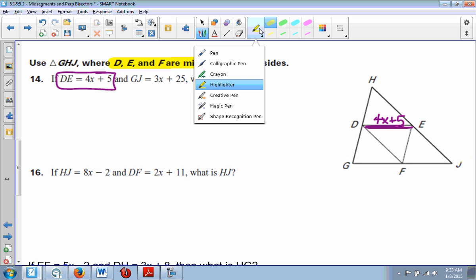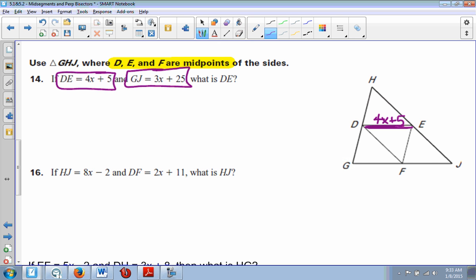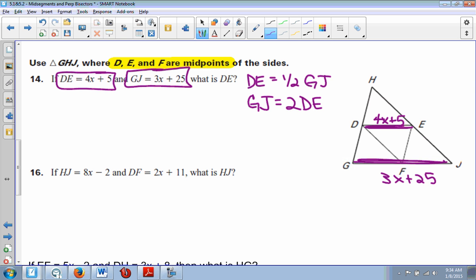The other length given in the problem is GJ, which is this bottom side down here, 3x plus 25. So the way you want to look at this is the mid-segment is exactly half of the third side of the triangle. So DE is half of GJ. That's one way to look at it. You can also look at it as GJ is twice DE. Either way you write the equation, either one of those is going to give you the same value of x.